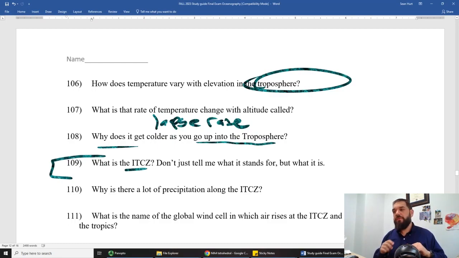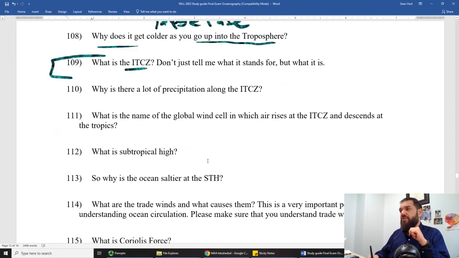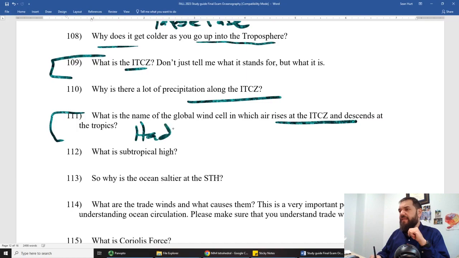rainfall. So whenever you see a picture of the Earth from a satellite or space view, you'll notice that there's always a belt of clouds that goes around the equator. That's literally the ITCZ you're looking at, okay? So that's why there's a lot of precipitation there. I just explained that. All right, what's the name of that global wind cell in which air rises at the ITCZ and descends at the tropics? That's called the Hadley cell.